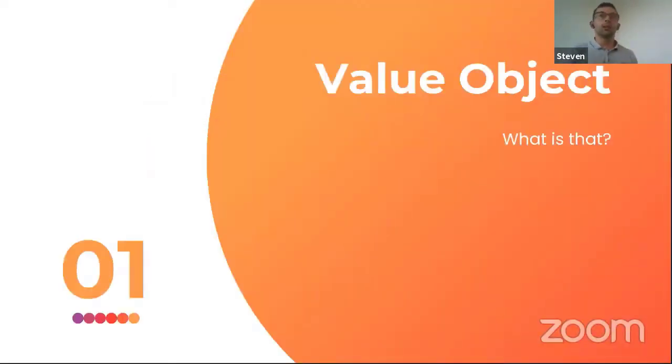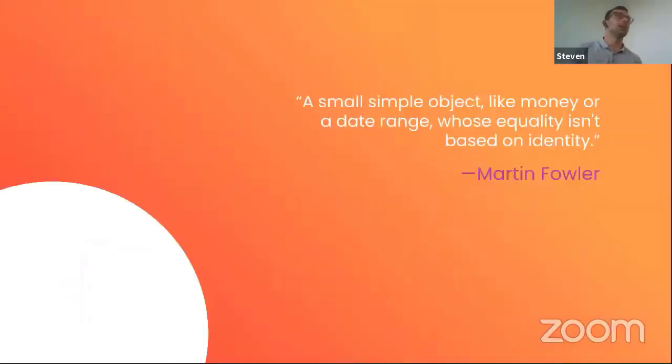Okay, first, what is a value object? Well, as Martin Fowler said, a small, simple object like money or a date range whose equality isn't based on the identity. This means, for example, if you have color or money, you just compare the values. Also, what is very common for a value object is that it's immutable. Once created, you have the same thing over the whole lifespan. And the value object is always owned by something. It's not living on its own. It's part of a bigger thing.